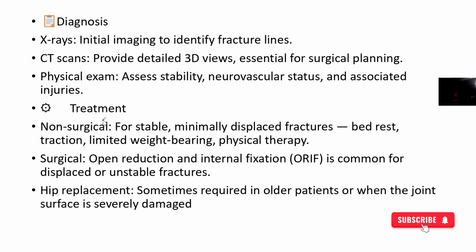The non-surgical treatment is bed rest and limited weight bearing. They may also do one or two splintings at the place. Then surgery: they can do open reduction or internal fixation for the fractures there. Sometimes, if they see that the healing will not be adequate, they can do a hip replacement surgery for that side.